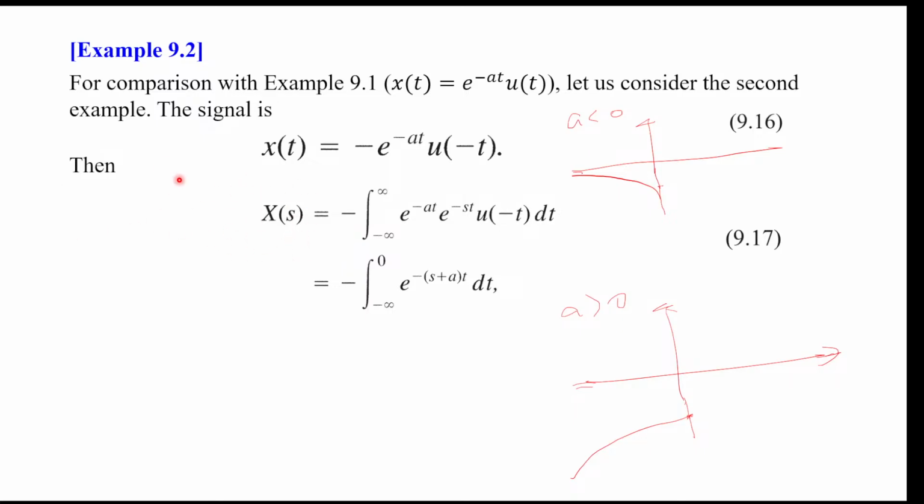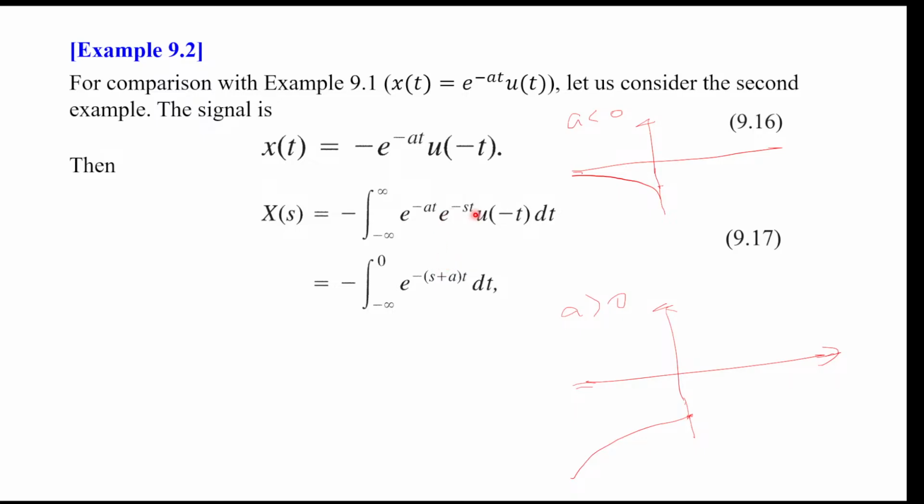and we can calculate its Laplace transform big X of s by just plugging in the formula. So minus integration from minus infinity to plus infinity of e to the minus at, with the minus sign out front, and then we have u of minus t, and e to the minus st from the Laplace transform formula. And this u of minus t will cut off the upper bound of your integration to 0.